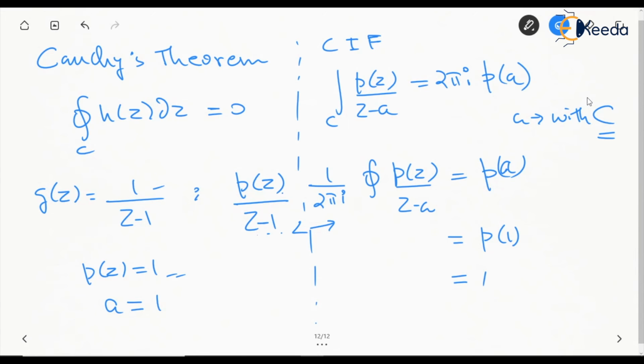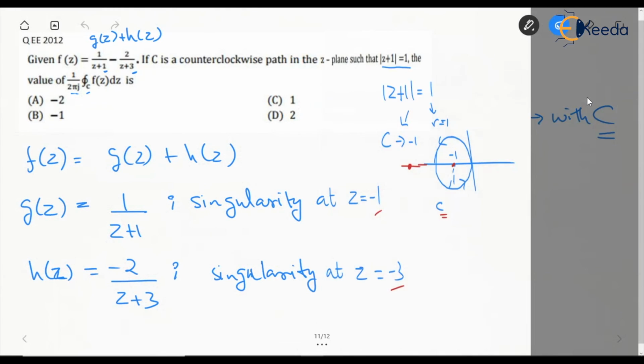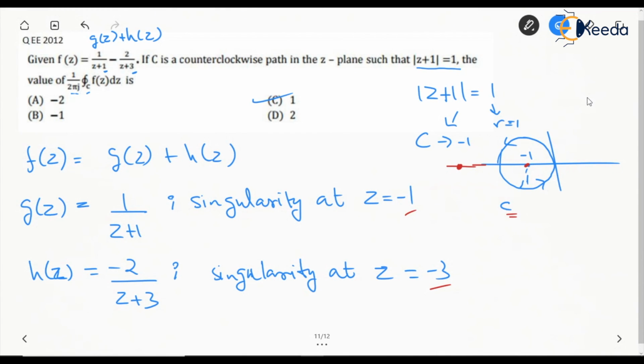Why did we do this? The first half was clearly 0 because it didn't have the singularity within the region, so we don't have to calculate it. Let's not waste our time with that. And the next part, g of z, we have found the singularity within that region, so we can apply Cauchy's integral formula and find the value. So the answer is 1. If we have options, we can check this is option C. This is it.